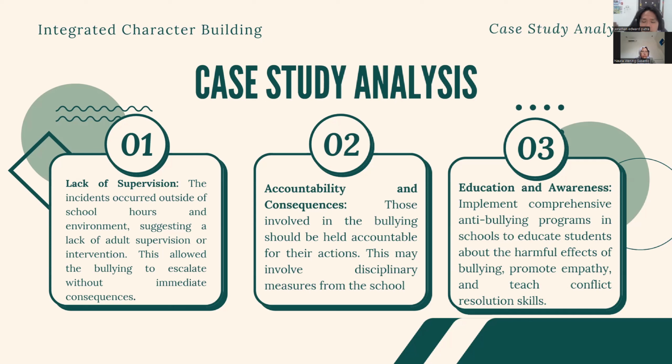And the third one, if you want to finish or give solutions, you must implement comprehensive anti-bullying programs in school to educate students about the harmful effects of bullying. It similarly talks about the moral value about bullying, especially that bullying is wrong. That's the difference, like the past tense and the present tense. So what I want to tell you is that bullying is wrong. Every time, what do you think about bullying? It is completely wrong.